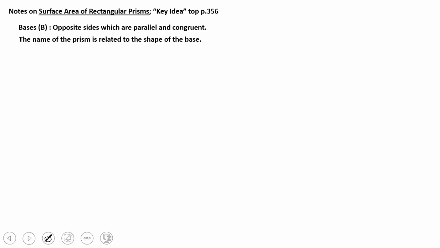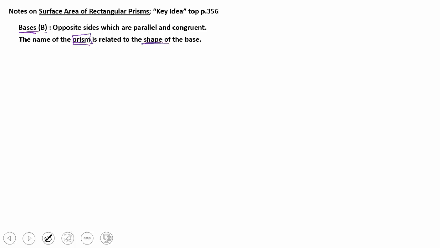All right? So first of all, let's talk about a rectangular prism. A rectangular prism is identified because of the shape of its base. So a rectangular prism has bases. Those bases are opposite sides, which are parallel and congruent. So important. Every single prism has one pair of opposite sides that are parallel and congruent, meaning they're the same exact size. Of course, the first one we're going to start with has more than one, but we'll get into that in a minute. And understand that the name of the prism is always related to the shape of the base.